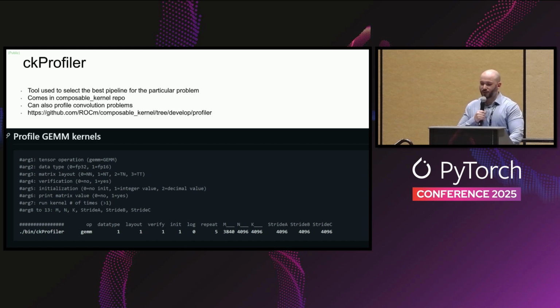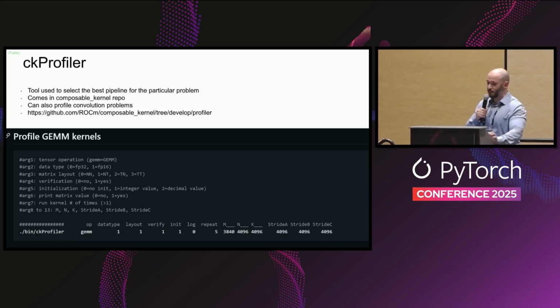Usage is fairly simple, as you can see. Users just need to give it which type of tensor operation you're profiling for. This can be various types of GEMMs like batched or grouped, amongst others. Then you provide the transpositional layout of the tensors as well as the data type, values for M, N, and K, as well as the strides of the inputs.